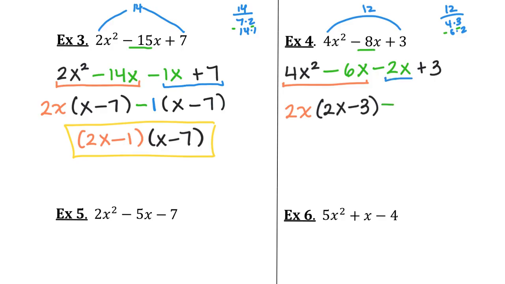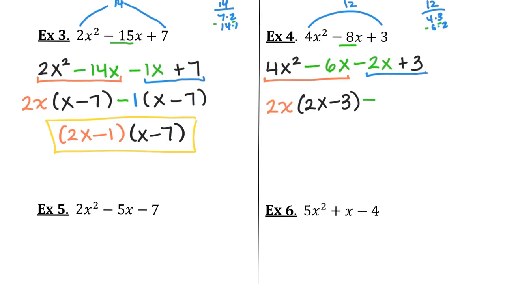Now looking at the 2x and the 3, they don't have much in common, so I'm just going to take down a 1. That is a minus 1, though, because of the 1 I brought out. Now if I bring out the 1, negative 1 times 2x is negative 2x. Negative 1 times negative 3 is positive 3.